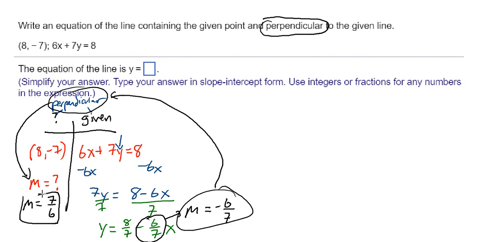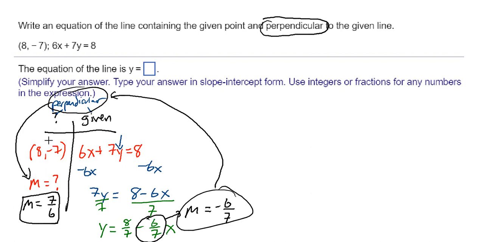Right, so what we learned about perpendicular lines in 2.5 is that perpendicular lines will have slopes that are negative reciprocals of each other. So to get the slope of a perpendicular line, you'll flip the fraction over, so 6 over 7 becomes 7 over 6, and then you take the opposite sign. So this slope over here is negative, which means the slope of my perpendicular line should be positive. So that's how I'm getting the slope for this line that I'm looking for the equation of.